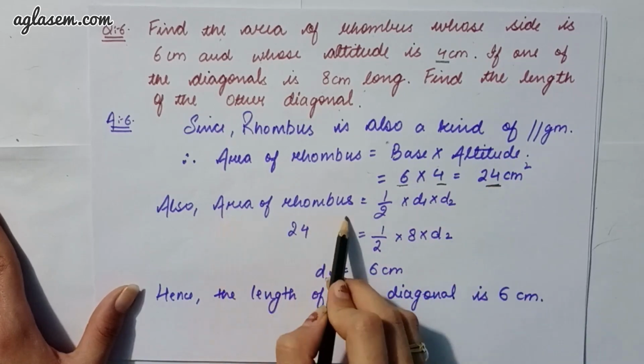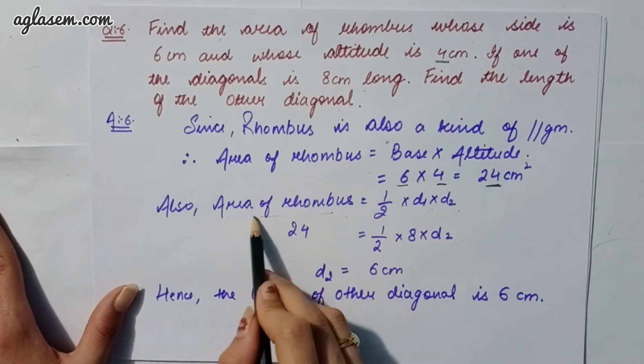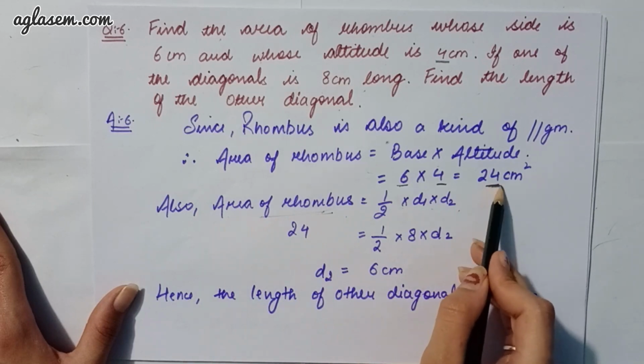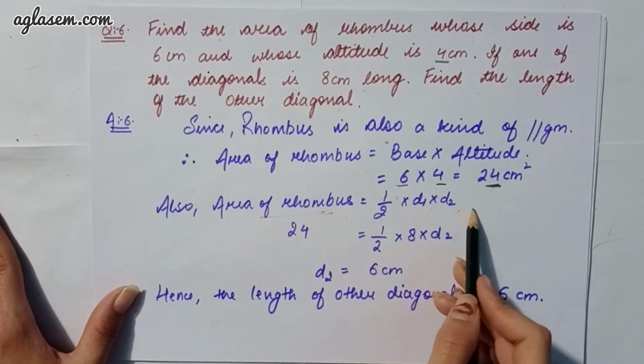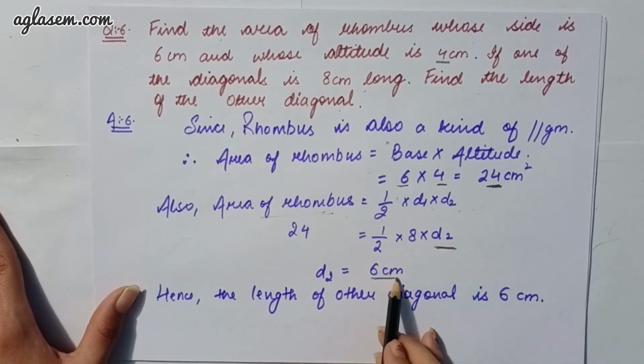Now the area of a rhombus is 1/2 into d1 into d2. Applying the formula and putting in the values, we get the area of the rhombus, which we have found to be 24. Applying 1/2 into d1 into d2, that is 1/2 into 8 into d2. We can find d2 from here, that is 6 cm.